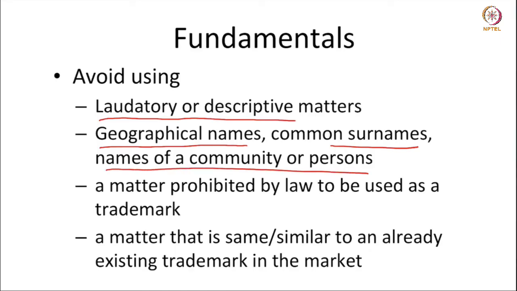Geographical names cannot be a subject of trademark, but goods coming from a particular geographical territory can be protected by GI or geographical indication, which is another subject that we will be covering. A matter prohibited by law to be used as a trademark cannot be used as a trademark. A matter that is same or similar to an already existing mark, because that can cause confusion or it can lead to what we call deceptive similarity, and that can be a reason for an infringement action.